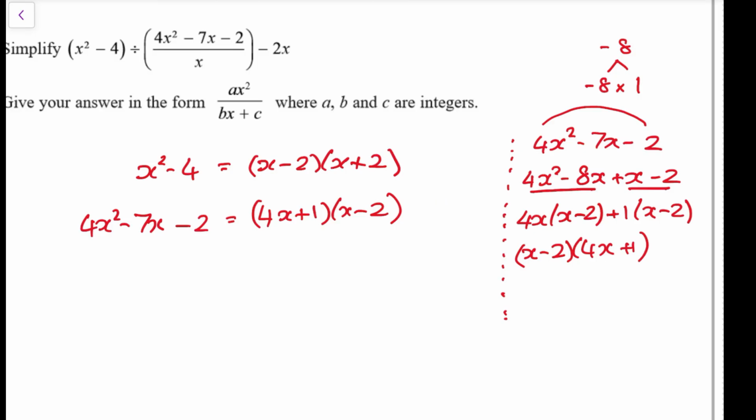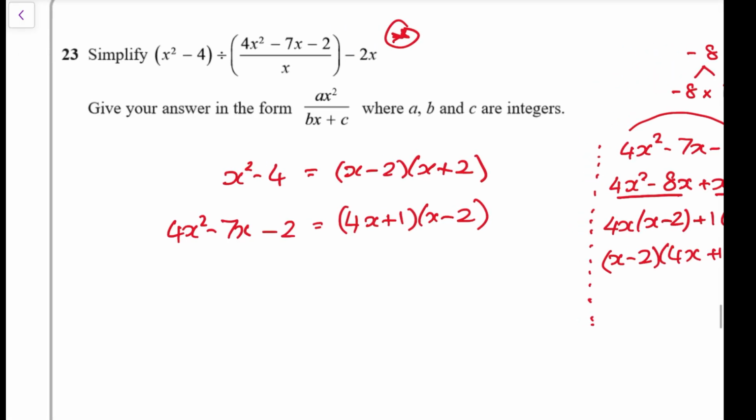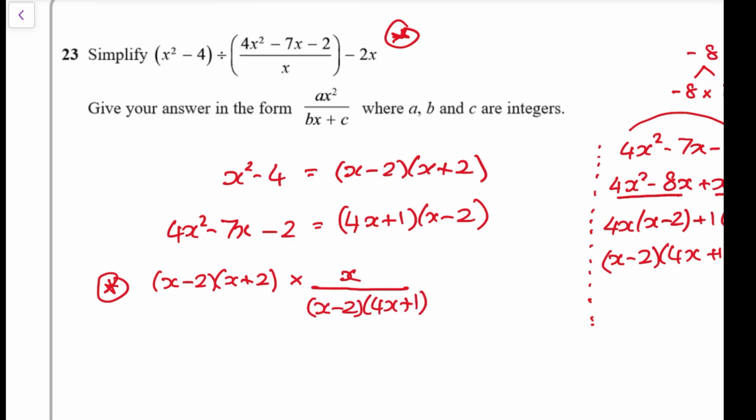So I've done some rearranging, some cancelling. So let's now put it back in. Now again, you don't have to do it this way, but it's what I like to do to try and show the examiner I know what I'm doing. So I'm going to say that therefore the star is equal to x minus 2 over x plus 2. Keep change flip, so I'm going to multiply that by x over x minus 2, 4x plus 1.